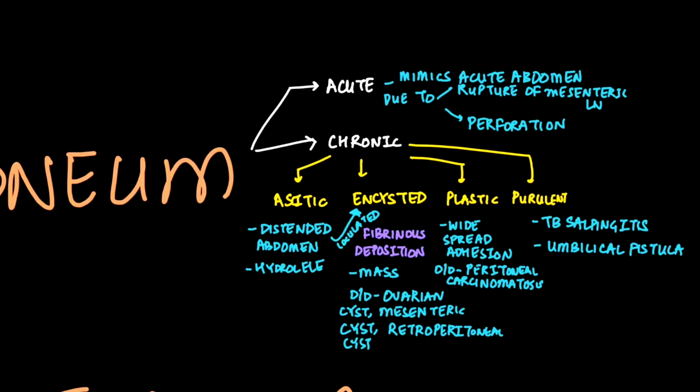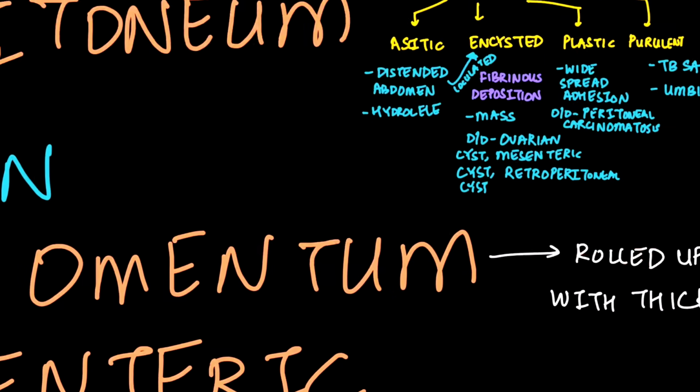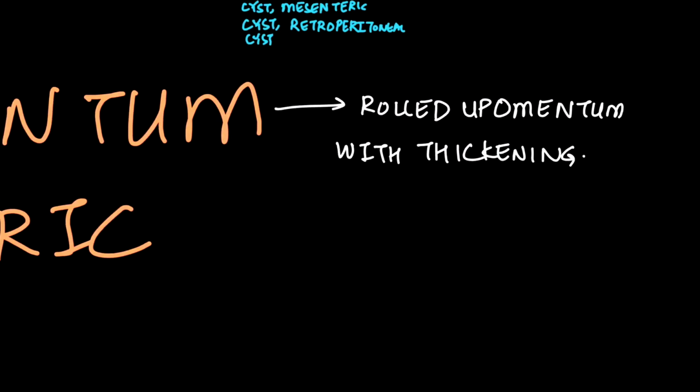The encysted type occurs when there are loculations within this ascitic type, leading to mass formation, and the differential diagnosis could be an ovarian cyst, mesenteric cyst, and a retroperitoneal cyst, with the plastic type having widespread adhesions and leading to recurrent obstruction, the differential diagnosis being peritoneal carcinomatosis. The purulent type, usually due to genitourinary tuberculosis and TB salpingitis, can present with a mass abdomen as well as umbilical fistula.